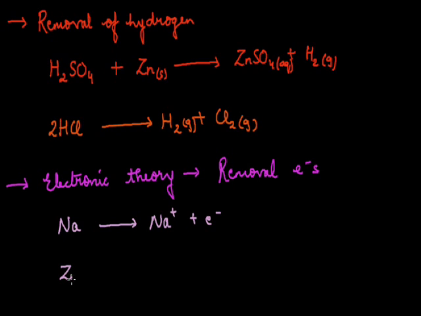Similarly, zinc will form Zn2+ and release 2 electrons. So this step in which zinc is transformed into Zn2+ ion, that is zinc ion, is said to be an oxidation reaction. So all these involve oxidation reactions.